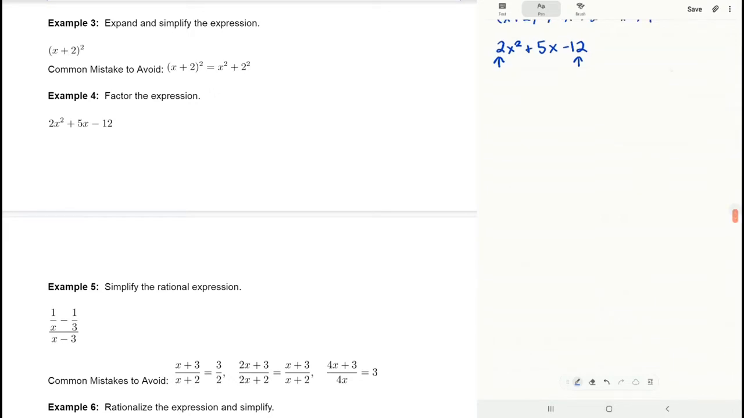So 2 times negative 12 gives us negative 24. And then we'll also want to look at the middle coefficient, which is positive 5. And now what we want to do is look at finding two numbers which multiply to negative 24, and the same two numbers will add to positive 5. So which two numbers will multiply to negative 24 and add to positive 5? Well, that would be positive 8 and negative 3.